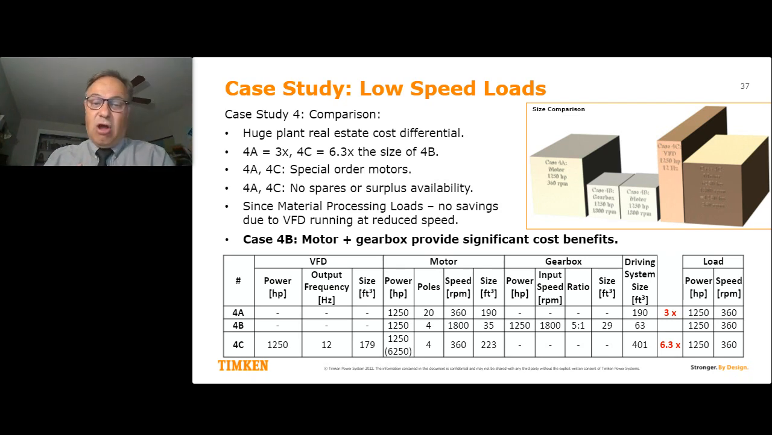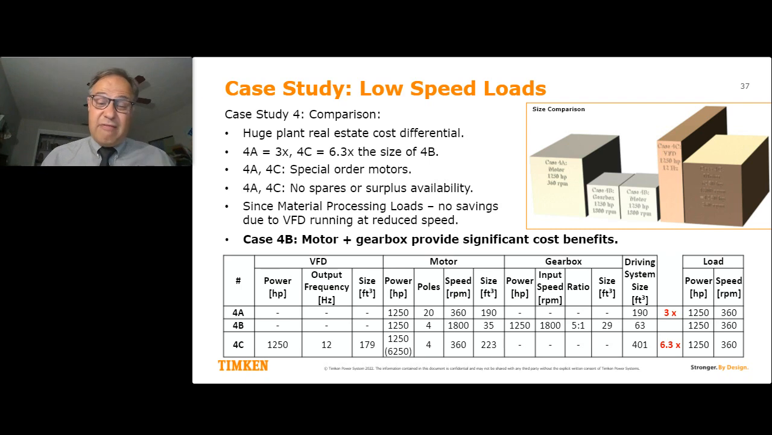Now, both of these are special order machines. If something goes wrong, it's a problem. You're going to have long downtime. And because this is a material processing load, we know that the VFD is not going to save us money by running at a variable frequency. We're only trying to achieve a fixed frequency.